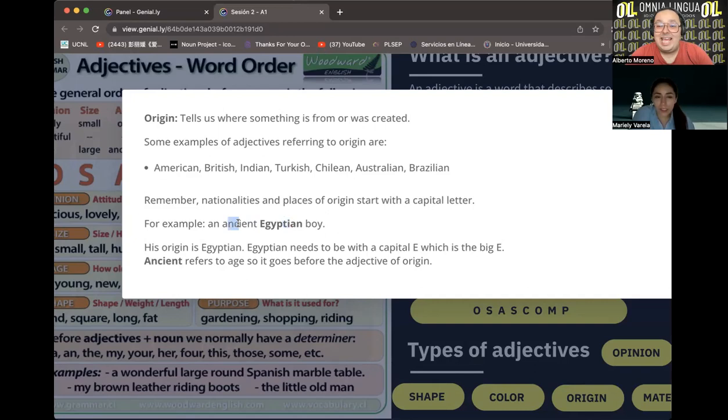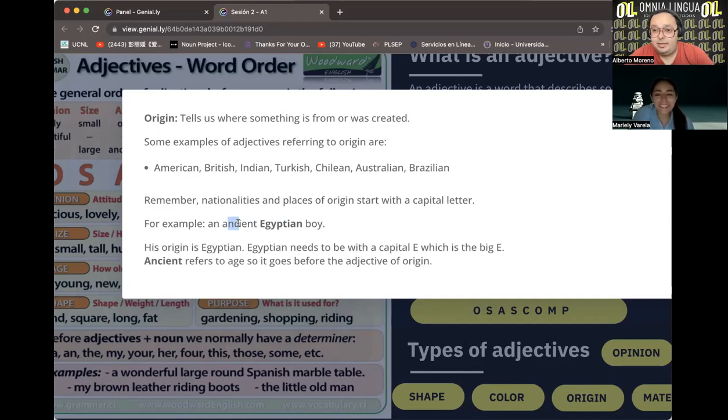Ahora, con esta palabra, ancient. Ancient. Otra vez, an ancient Egyptian.